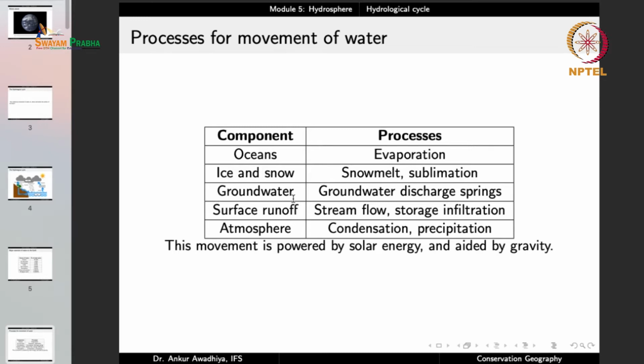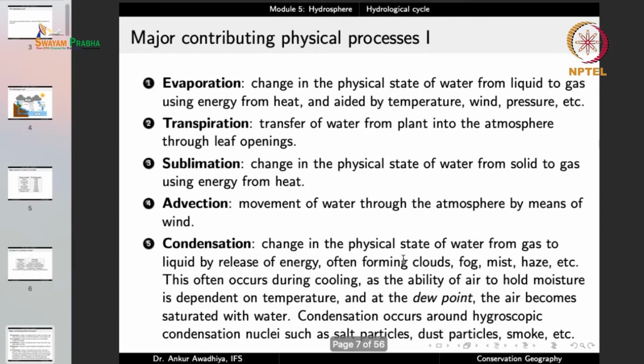Water leaves the groundwater in the form of groundwater discharge springs, or it may directly be released into the oceans. Water leaves the surface runoff component in the form of stream flow, in which case it moves into the oceans, or it moves in the form of storage infiltration, in which case it moves into groundwater. And water leaves the atmospheric component through condensation and precipitation. And all of this movement is being powered by solar energy aided by gravity.